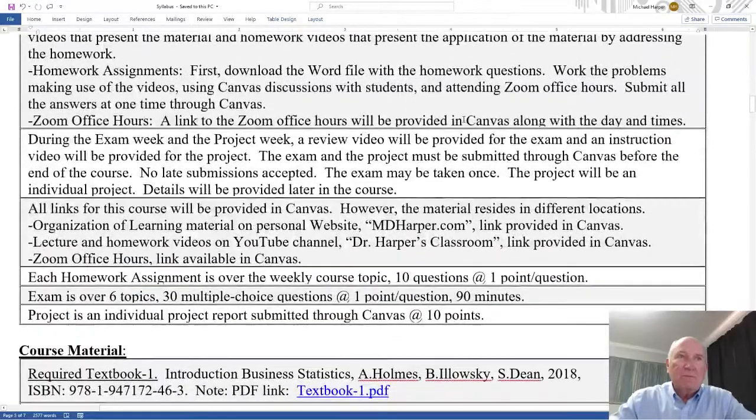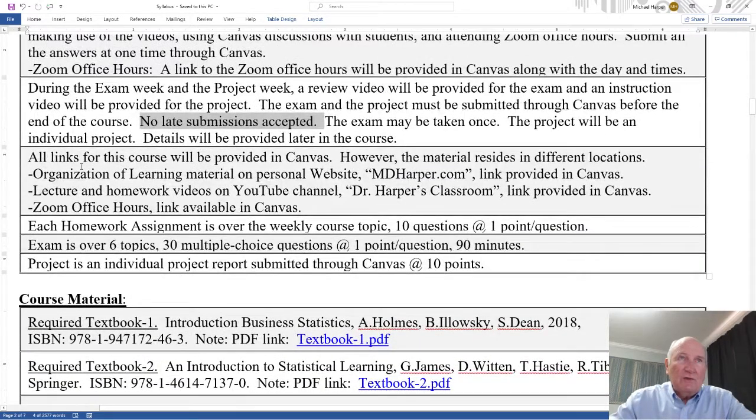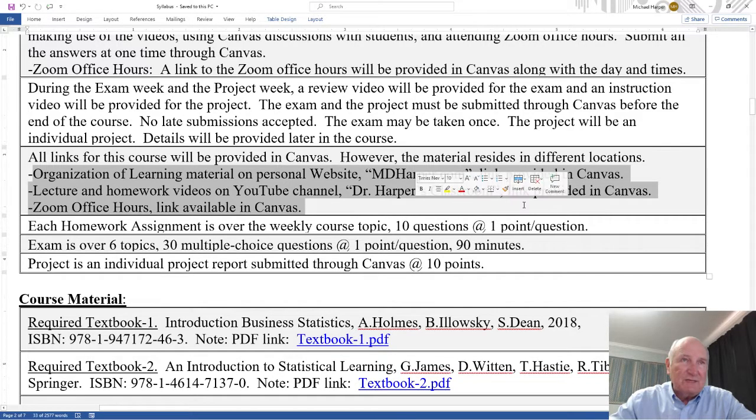Back to the workflow. Okay, during the exam week and the project week, I've already said this, I'm going to give a review video for the exam, an instruction video for the project. Again, no late submissions are accepted. All the links for the course will be in Canvas. But then, however, the material resides in different locations, and here they are on my website, my YouTube channel, and then the Zoom office hours.